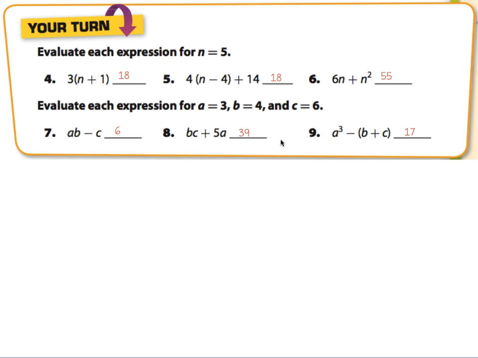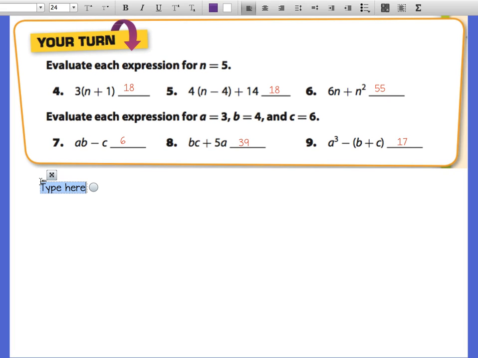All right, so you should have come up with 18, 18, 55, 6, 39, and 17. So for number 4, you would have come up with 3 times 5 plus 1, which would have been 3 times 6, which is 18. For number 5, you have 4 times 5 minus 4 plus 14, which would have been 4 times 1 plus 14. 4 times 1 is 4, plus 14 is 18.